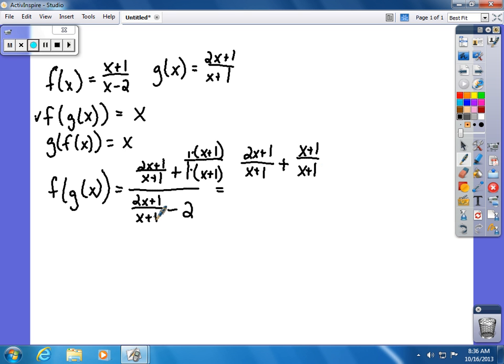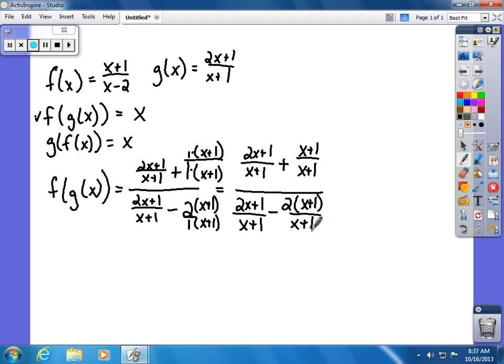Okay, and I'm going to actually do the same thing to the bottom here before I keep moving on. So again, same thing. This 2 is technically over a 1. So the way to get the common denominator for these two terms is to multiply this over here by x plus 1 on top and bottom. So now on the bottom, I will have 2x plus 1 over x plus 1, minus 2 times x plus 1 over x plus 1.